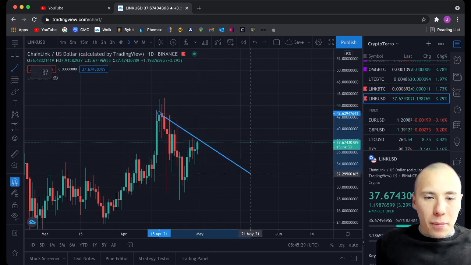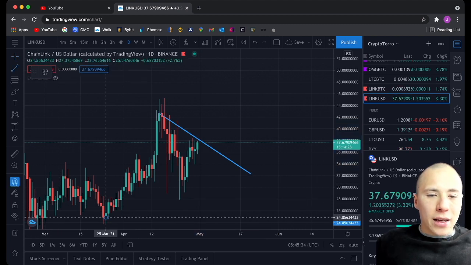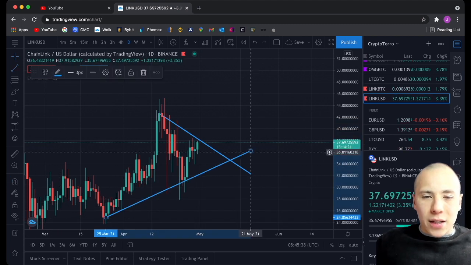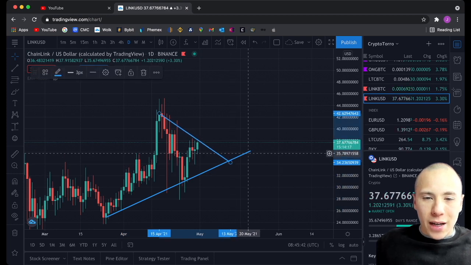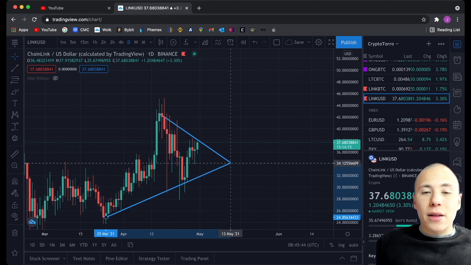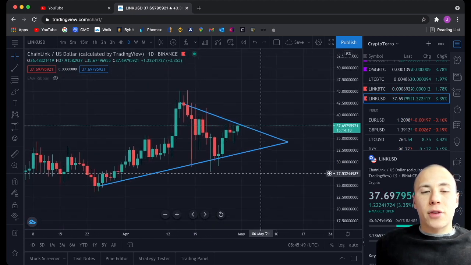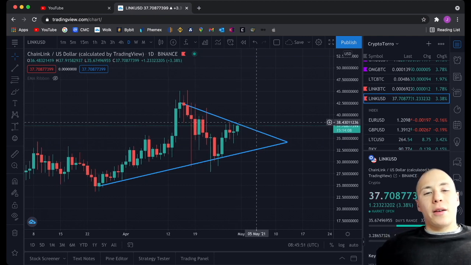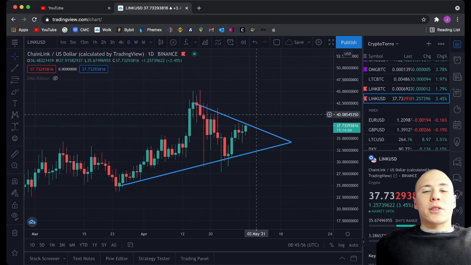So what I actually wanted to show you guys as well is that there is a symmetrical triangle being created, in my opinion, on the chart of Chainlink on the daily basis. So just give me a second just to adjust these lines. I will be adjusting them just as quick as possible. And here you can see there is a big triangle playing out right over here on the daily candles compared to the US dollar.